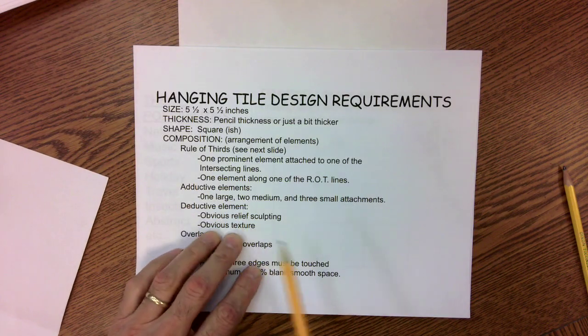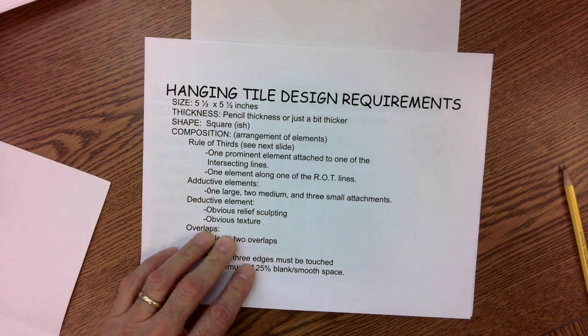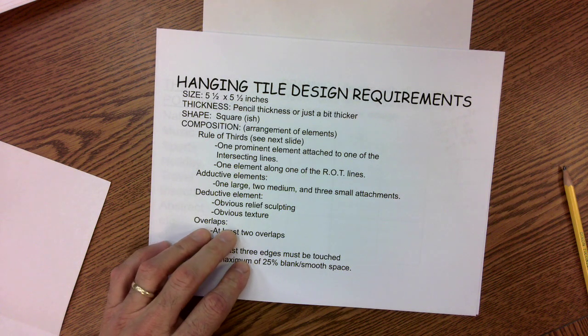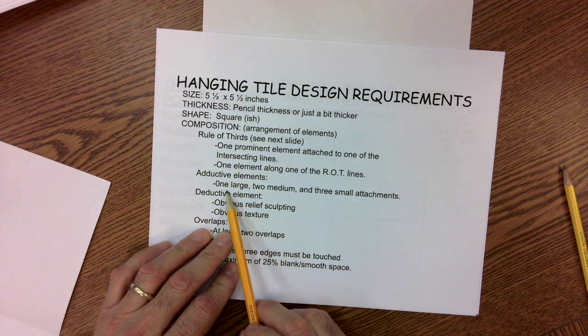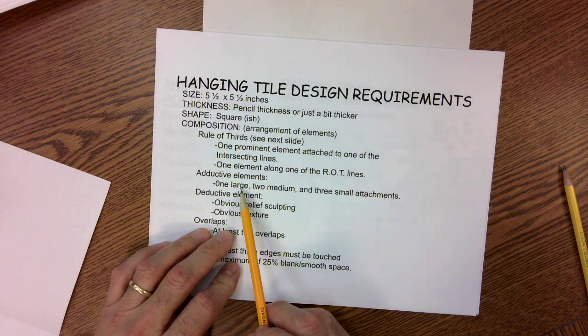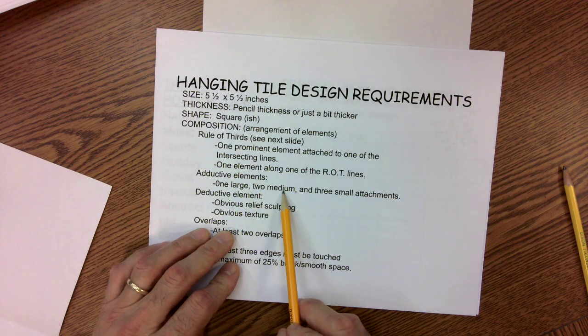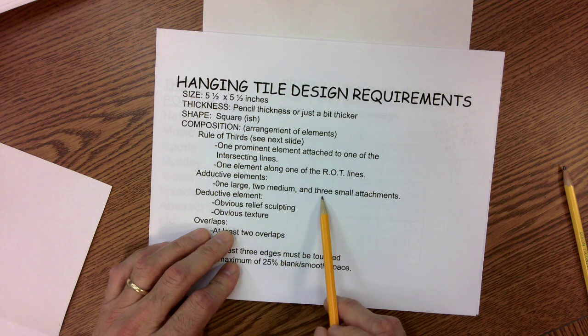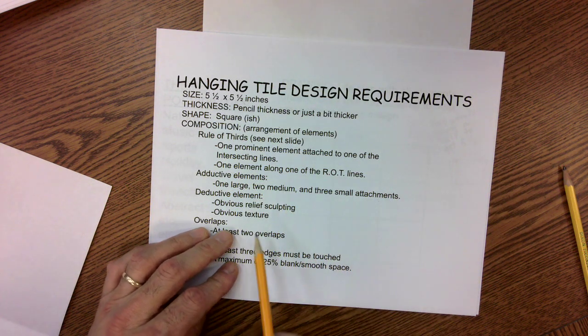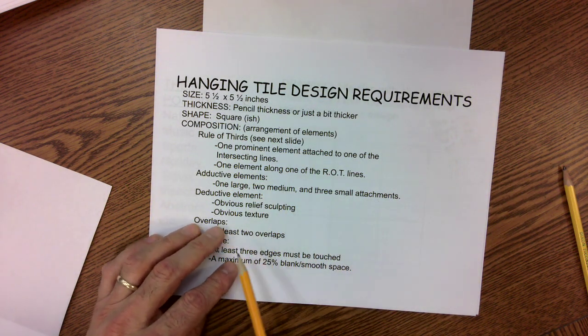We'll get there again. You will have to have some additive sculpting. You'll have to score and attach some pieces. You'll have to attach at least one large item, two medium-sized items, and three small attachments. That's the minimum requirement. You can do more than that.